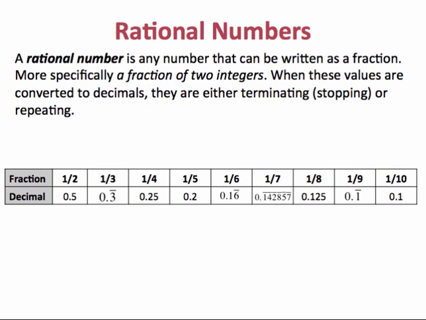The chart at the bottom of the screen shows the unit fractions from 1/2 to 1/10. If you look at the decimal forms of each, you can notice that ones like 1/2, 1/4, and 1/5 end in terminating or stopping decimals, whereas 1/3, 1/6, 1/7, 1/9 end in repeating decimals that repeat the same pattern over and over and over again. These are the only types of decimals that can be written as fractions.